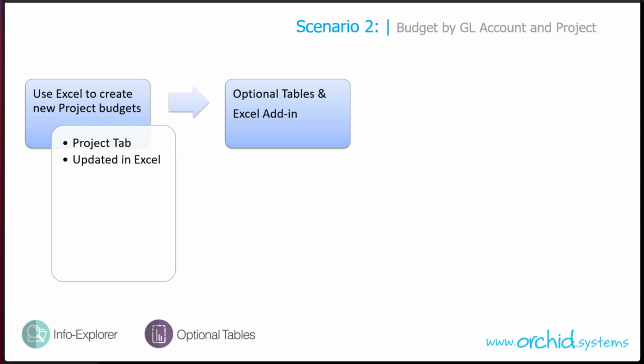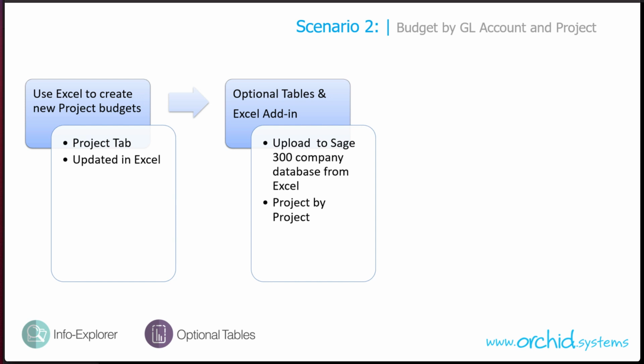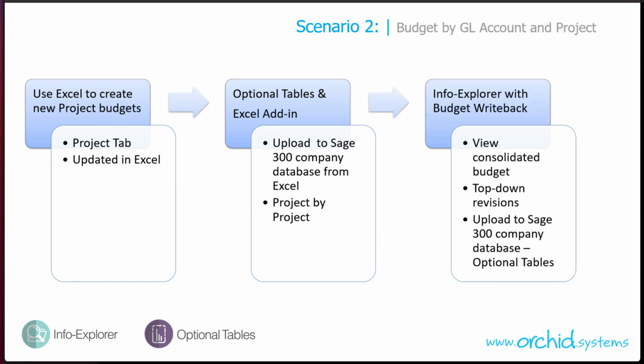The budget coordinator uses the Excel add-in and optional tables to upload to Sage 300 so that our budget is saved away and backed up in Sage 300, project by project. And then we will use Info Explorer with Budget Write Back to view the consolidated budget of all projects and do some top-down revisions, and update these revisions into Sage 300 optional tables.